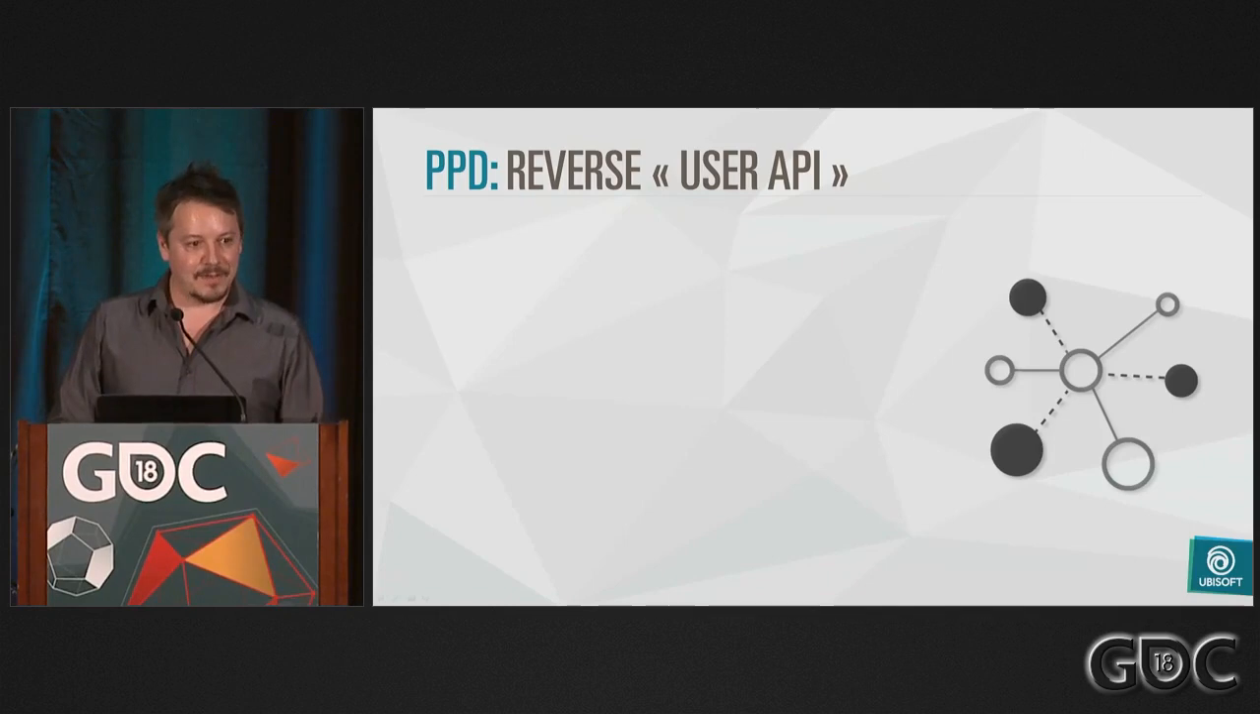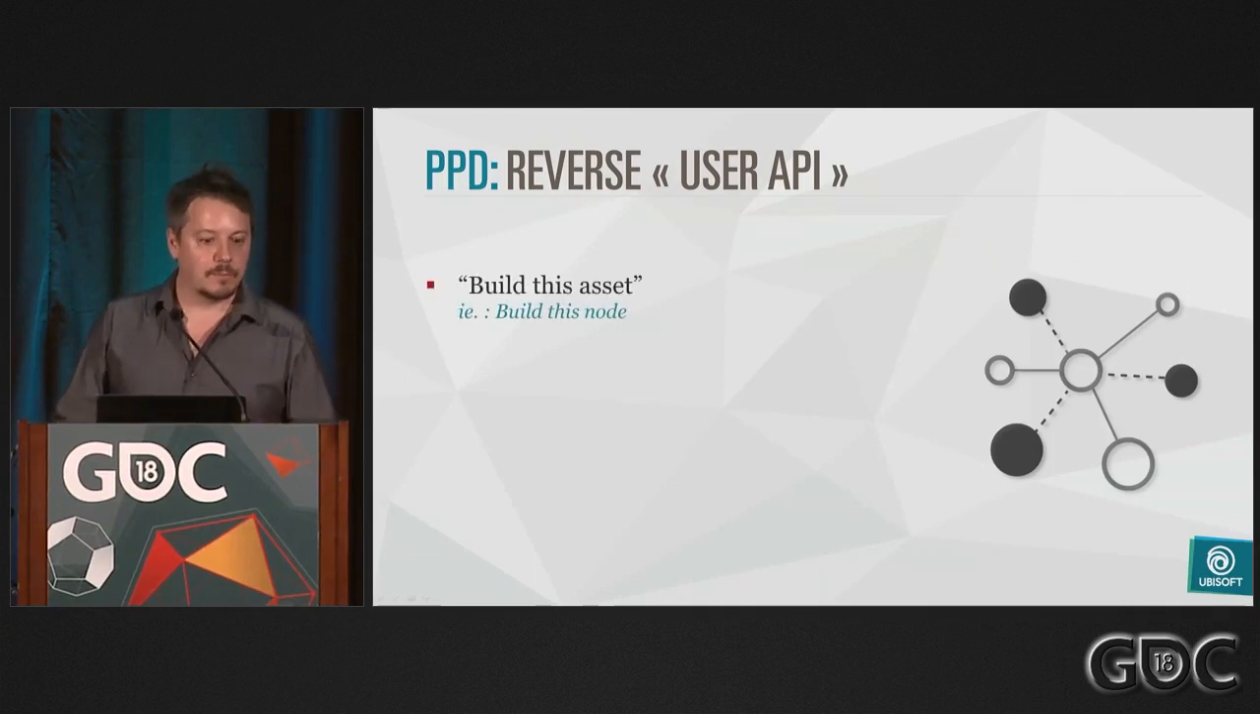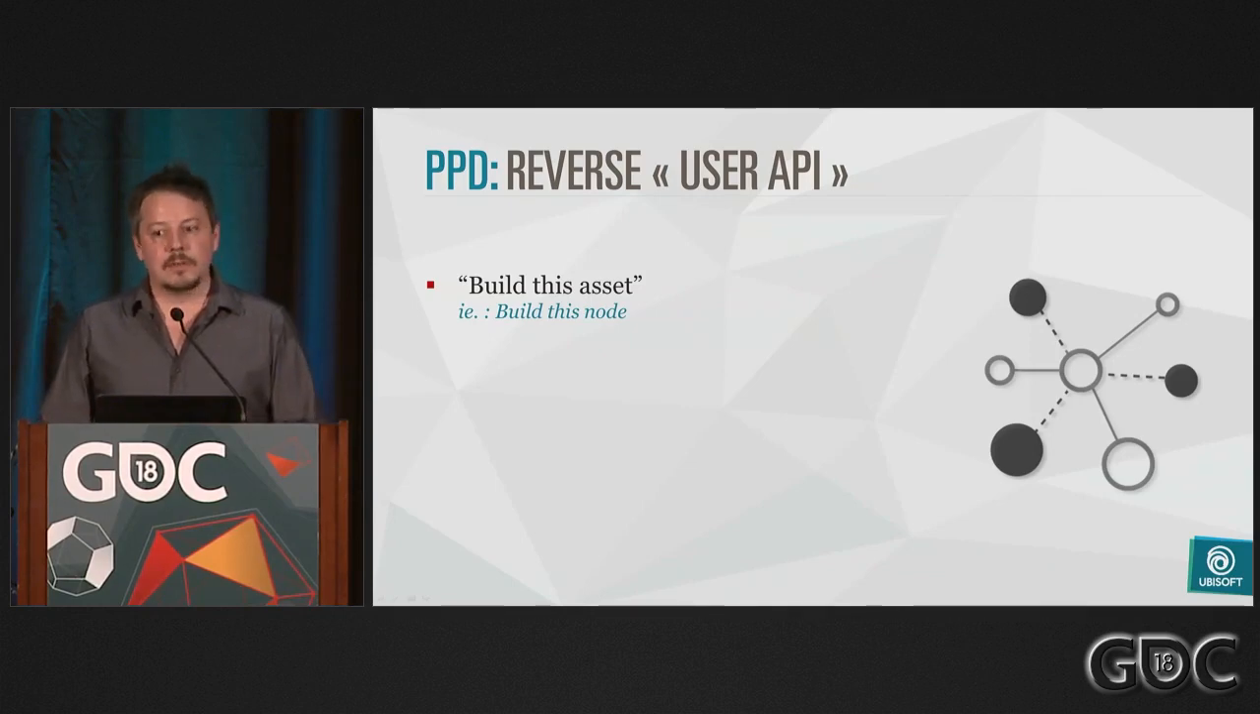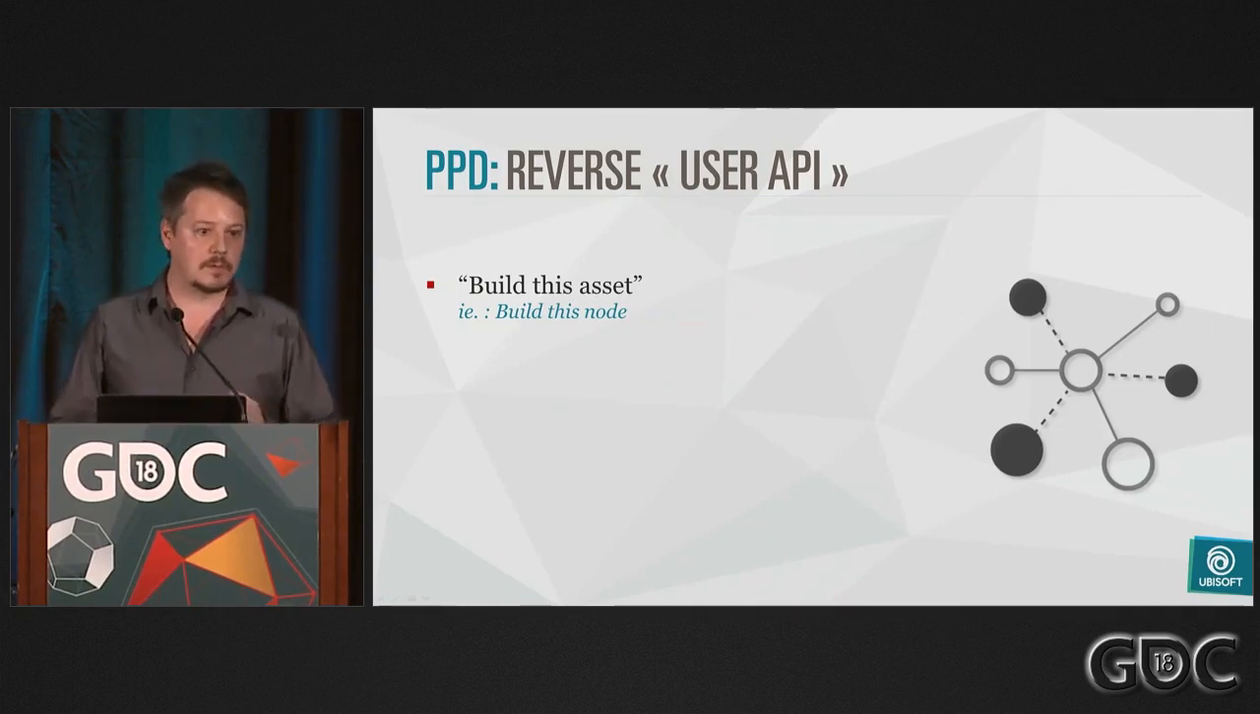Another strength of the system is what we can call the reverse API. What I mean by that is whenever you want to build an asset, the only thing you need to do is ask: build this asset. Imagine you use a compiler. Usually you invoke your compiler and say, okay, compile this source file into this destination file using this settings file. So you actually need to know a lot about the thing you want to build, because you need to provide a lot of information to the compiler.